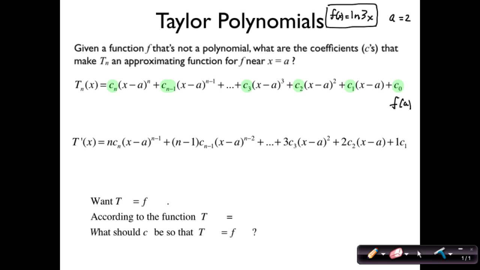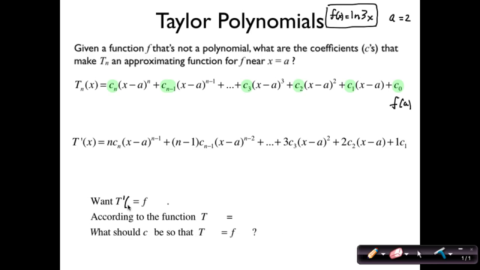So there it is: n times C_n times (x minus a) to the n minus 1. Come down to here, we get 3 times C_3 times (x minus a) squared. Bring the 2 down, etc. Okay, this is going to help us get what C1 is.